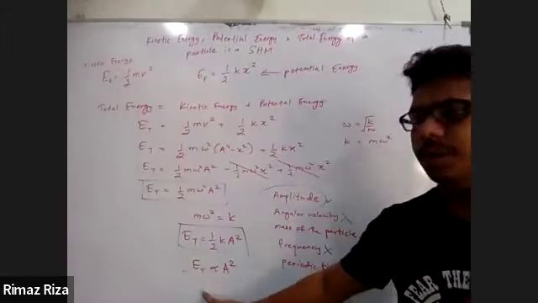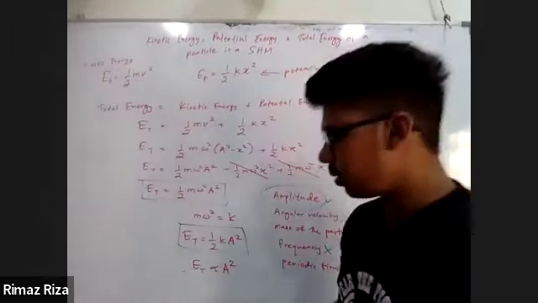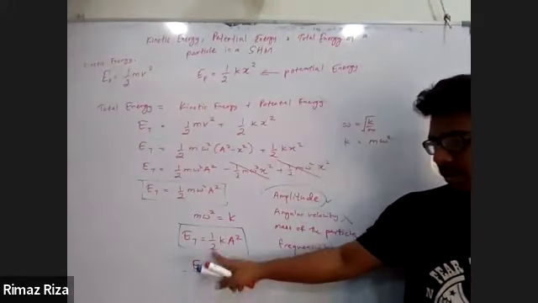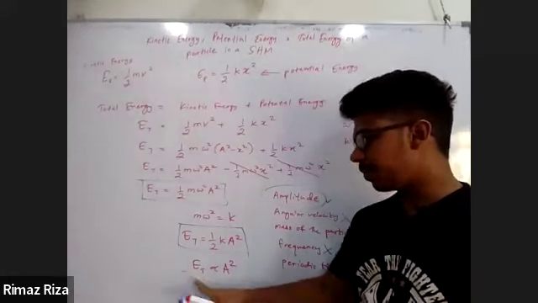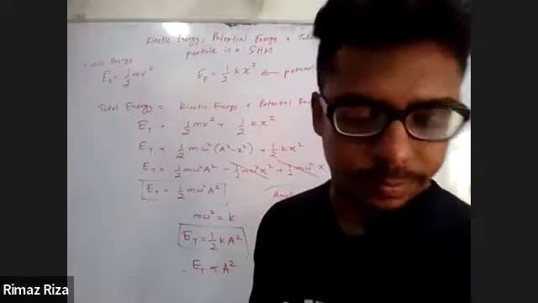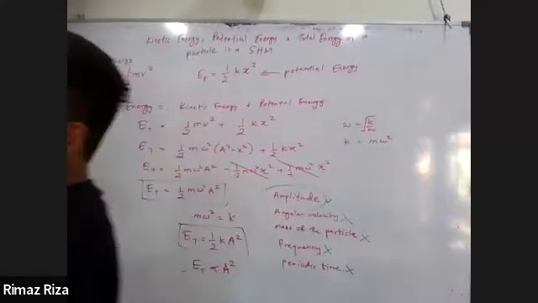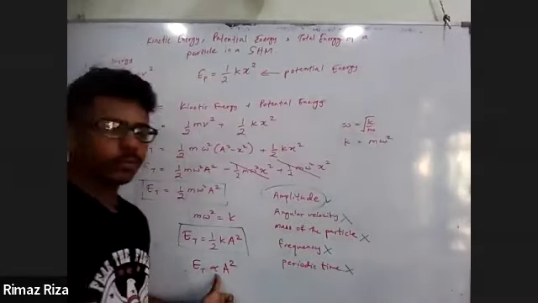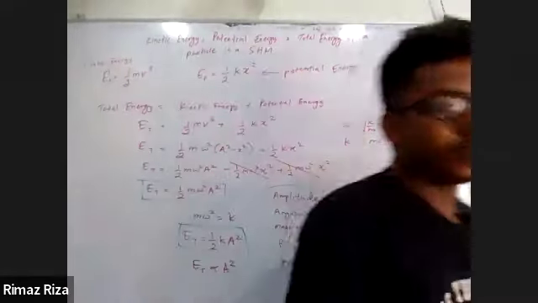That is a very important thing that you should note down. The energy of a simple harmonic motion is directly proportional to the square of the amplitude. Write it in words. After that you can write: the energy of a particle in simple harmonic motion is directly proportional to the square of the amplitude.